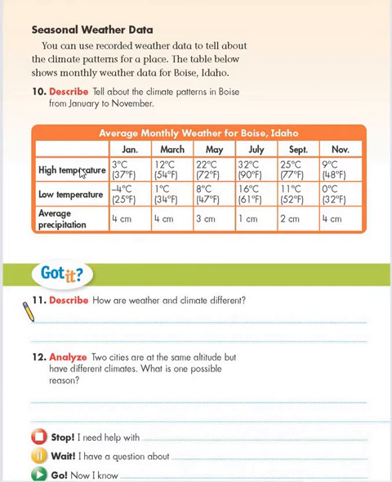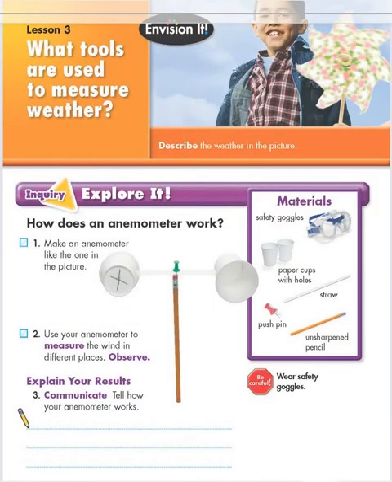High temperature, this temperature is measured at daylight. So this is the hottest temperature of the day. Low temperature, this is the lowest temperature found in this day, and this is measured at night. This is about lesson 2, which is weather and climate. Now we are going to move to lesson 3. Lesson 3. What tools are used to measure weather?